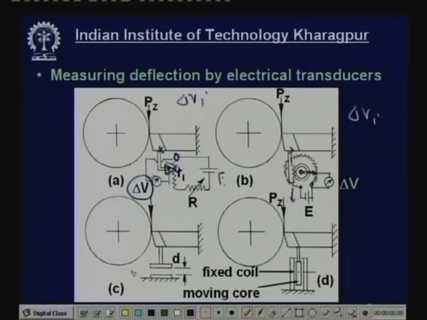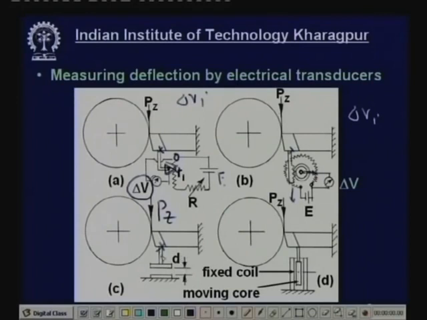It can be an inductive pickup, it can be a capacitive pickup type. This one shows a capacitive pickup type. How does it work? This is a cutting tool. On this is fixed a plate, and there is another plate fixed at the bottom with a gap D. They are filled with air or any dielectric medium. So the deflection due to the cutting force Pz will cause a change in the gap D.